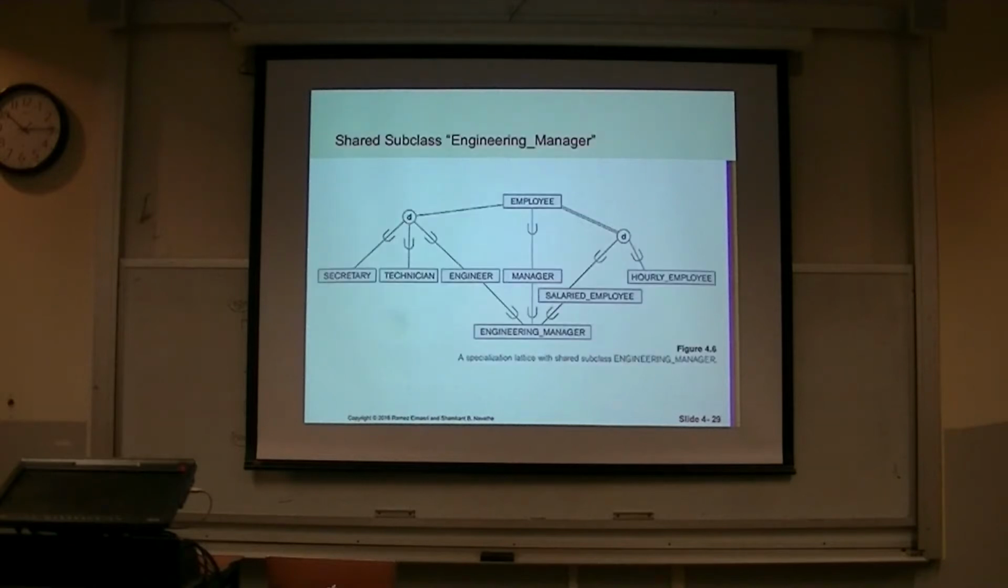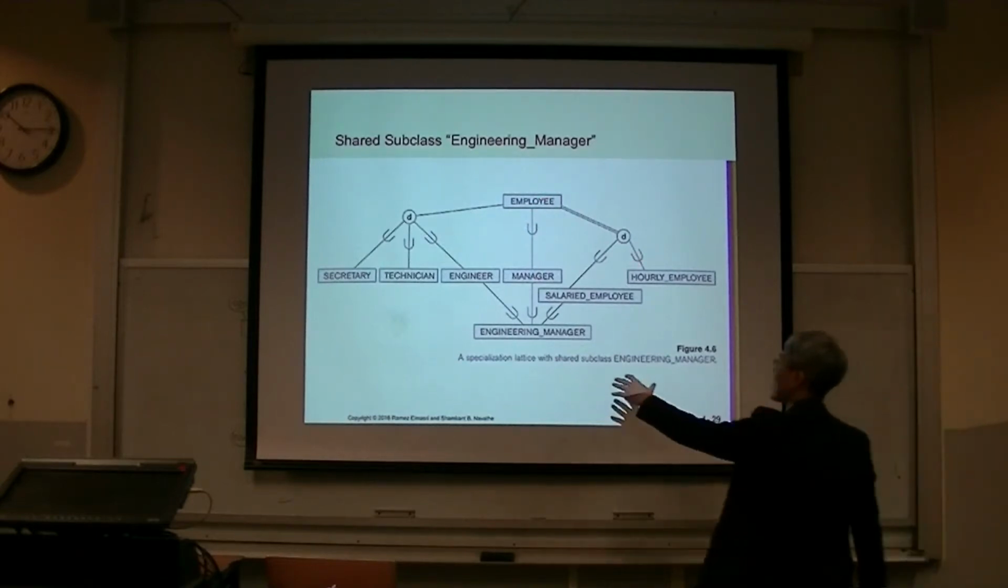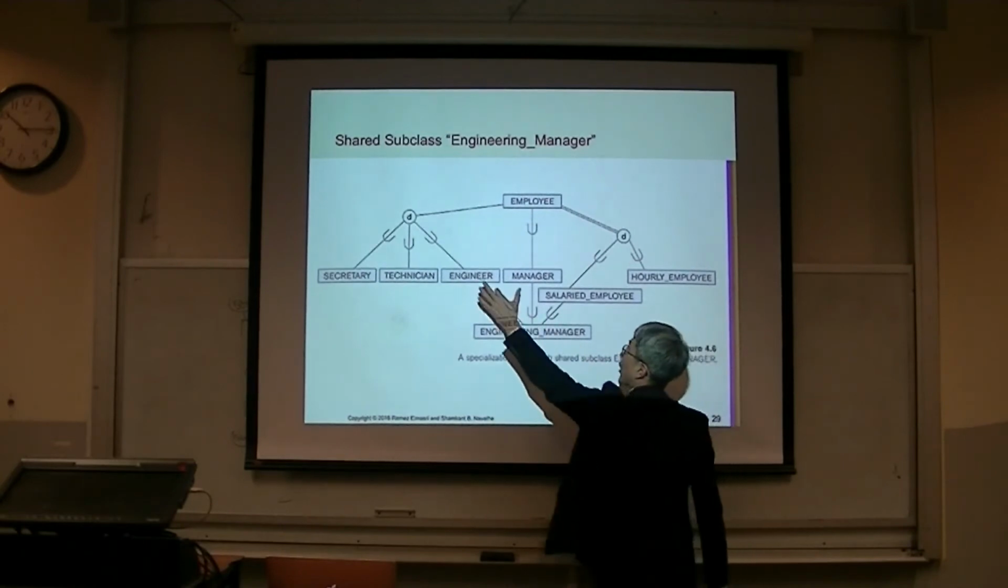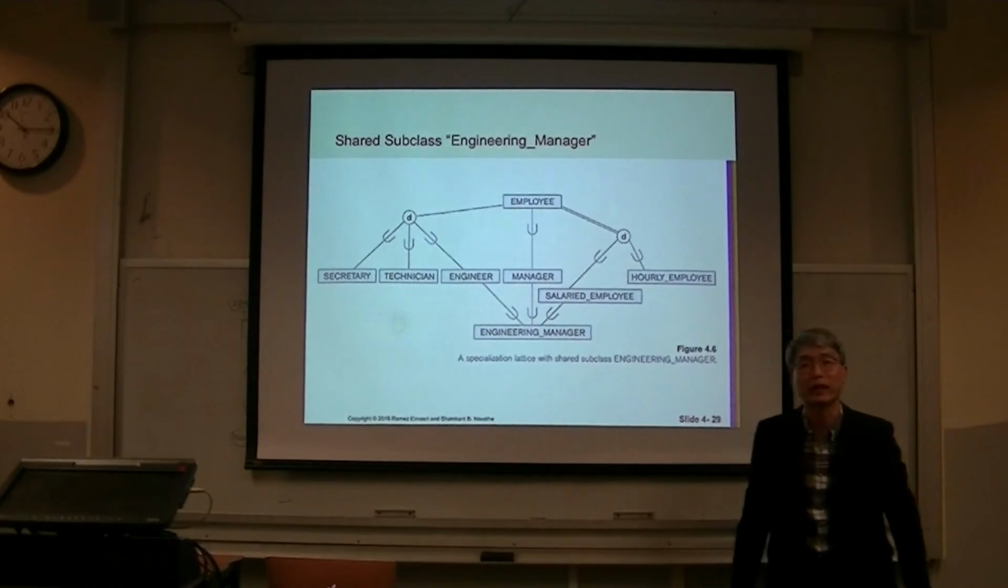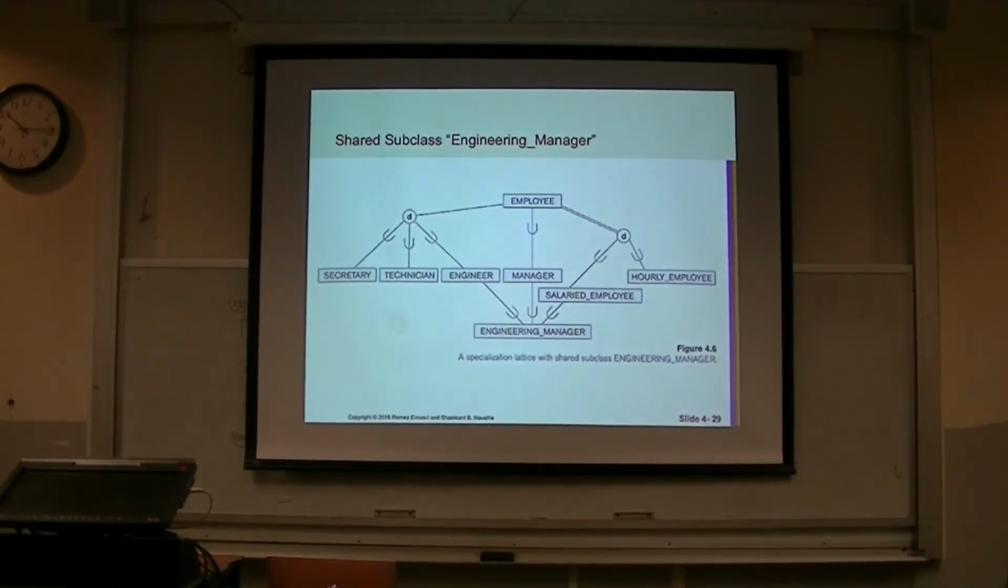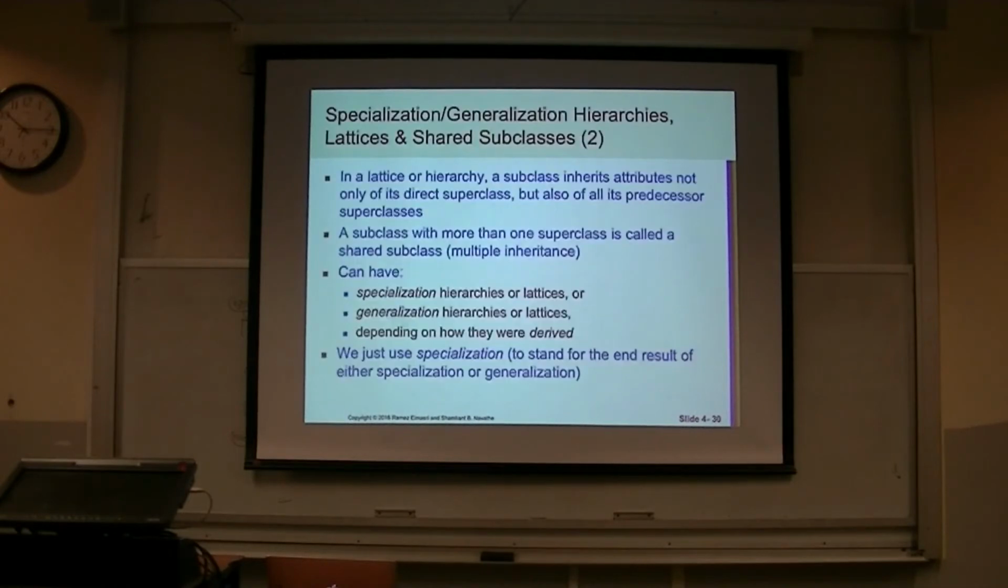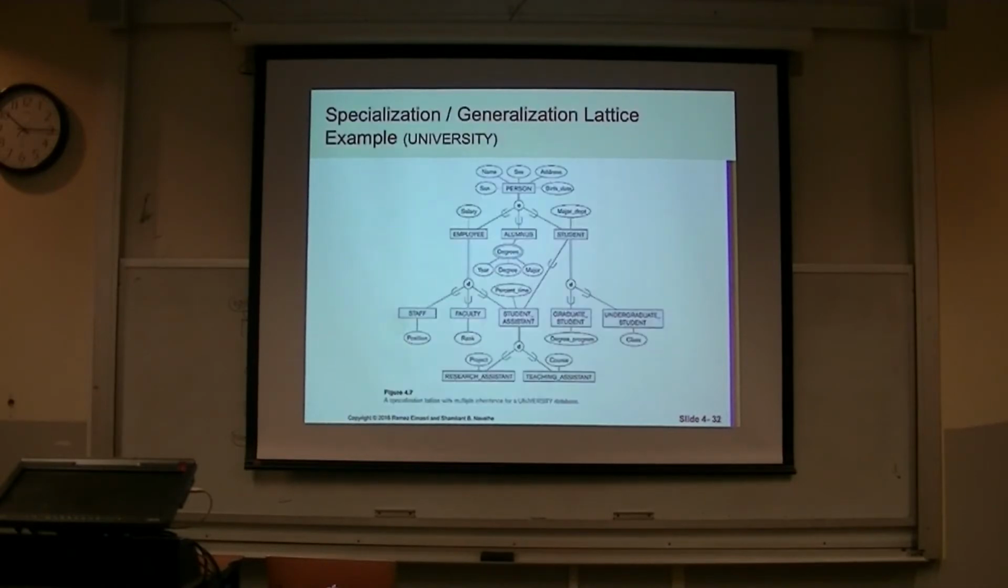For example, this one. This is a tree. This is a tree. This is a tree. So these are trees because there is only one inheritance. However, engineering manager is also a subclass of this. Then how many inheritances? 1, 2, 3, multiple inheritance. If you allow this, then this is called a lattice. A lattice is a more generalized tree structure. Okay, that's what we have learned before. This is the extreme case of the universe database.